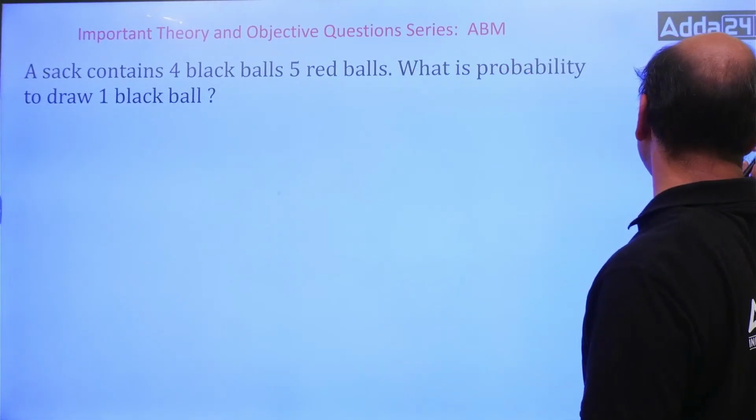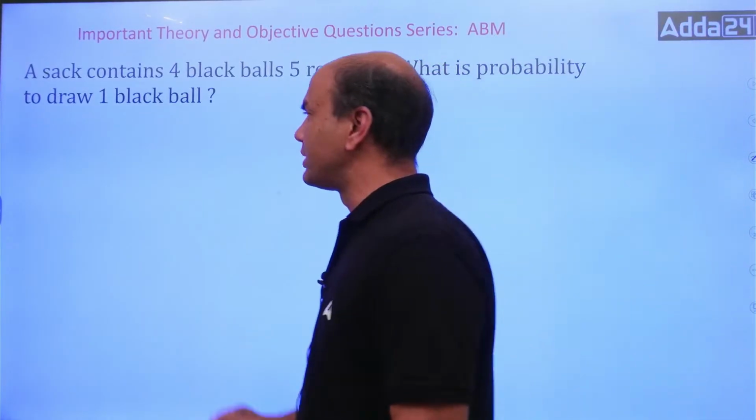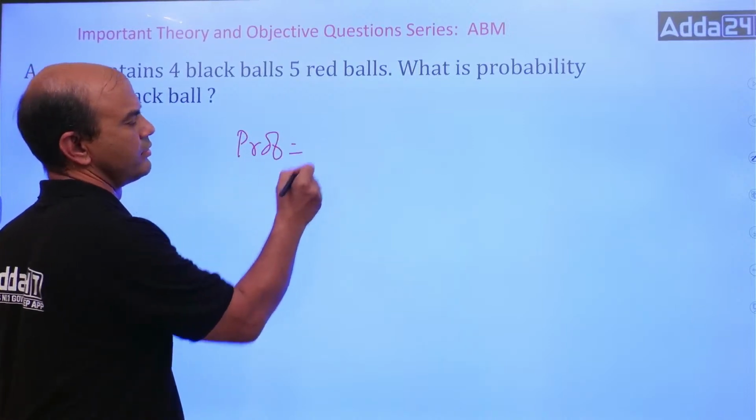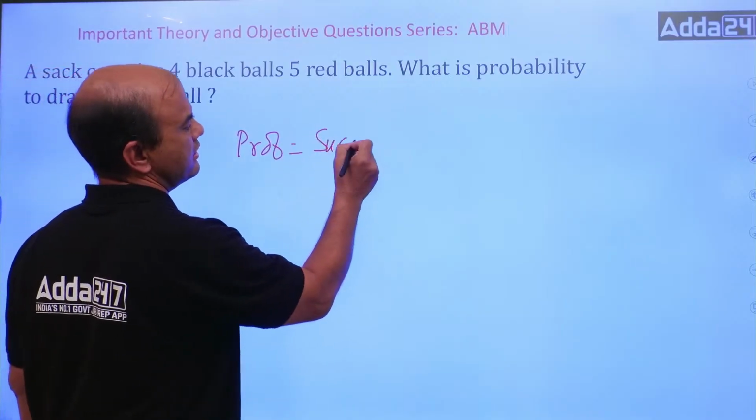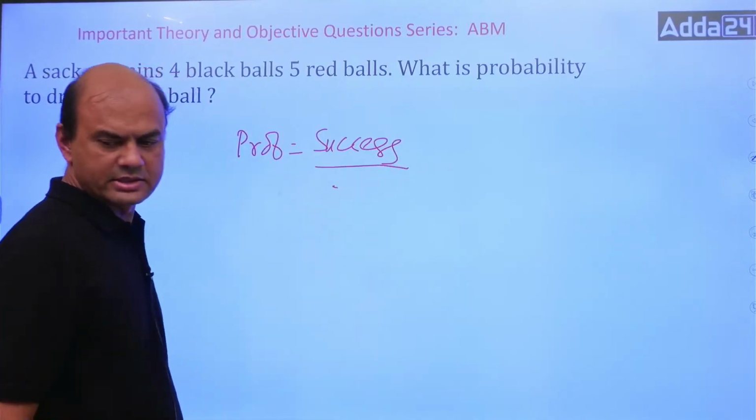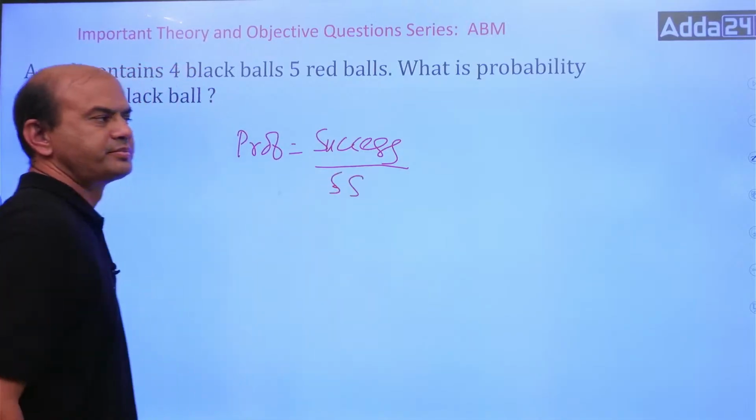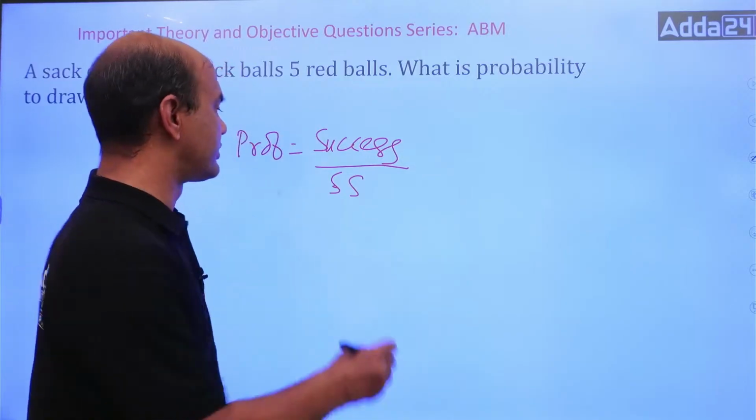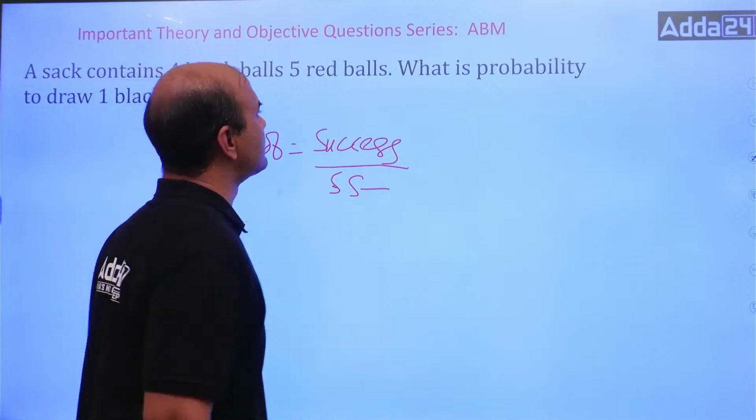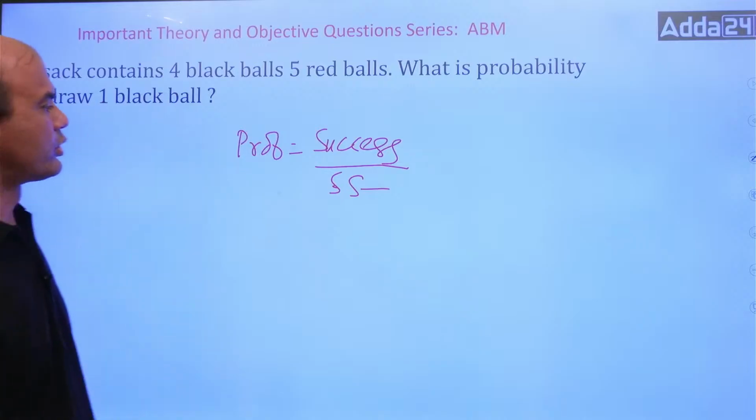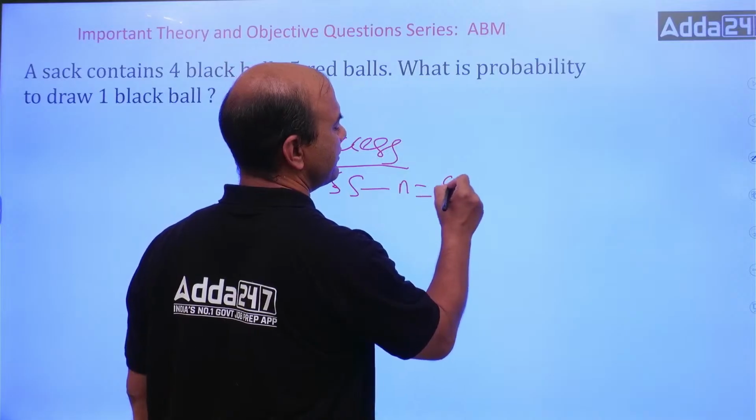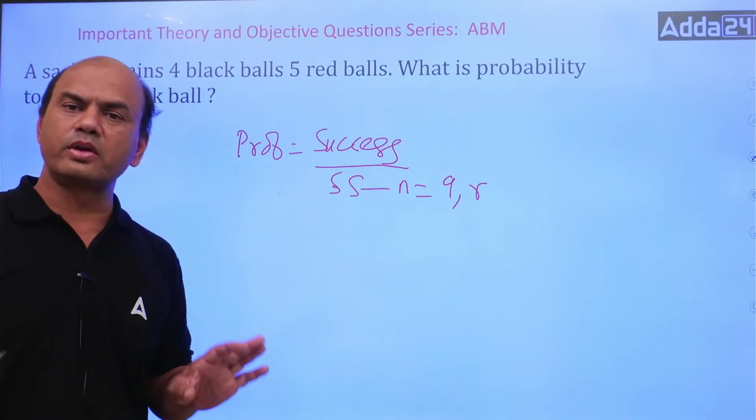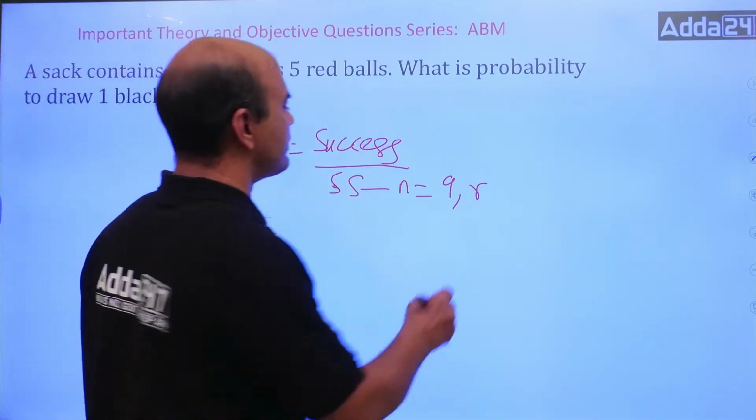Let's see. What is the formula for probability first? Probability equals success divided by sample space, or total, isn't it? First solve the denominator, which is easy to solve. In the sample space, that means total. What is the total? 4 and 5, so N equals 4 plus 5, which is 9. What is R? What is required over here? 1 black ball. For the total, how many are to be selected? 1. So R equals 1.